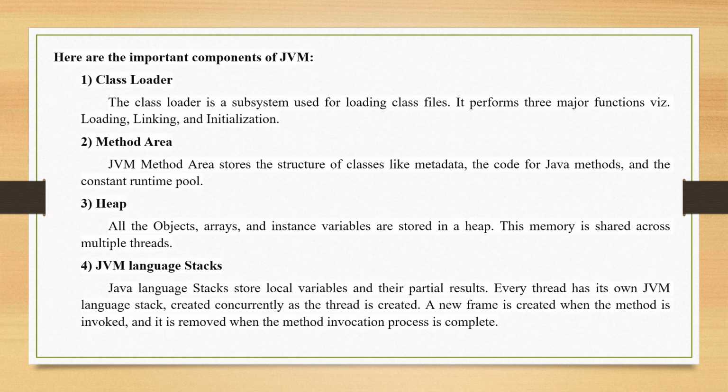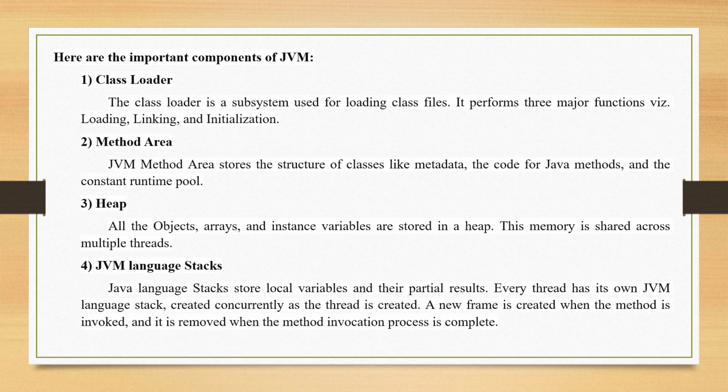Here are the important components of JVM. So you can understand what is class loader. The class loader is a subsystem used for loading class files. It performs three major functions, which are loading, linking, and initialization. Method area: JVM method area stores the structure of classes like metadata, code for Java methods, and constant runtime. Heap: all the objects, arrays, and instance variables are stored in it. The memory is shared across multiple threads.